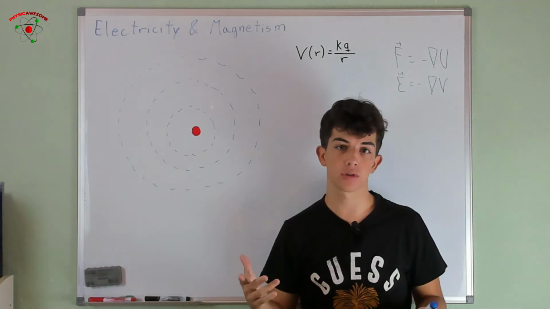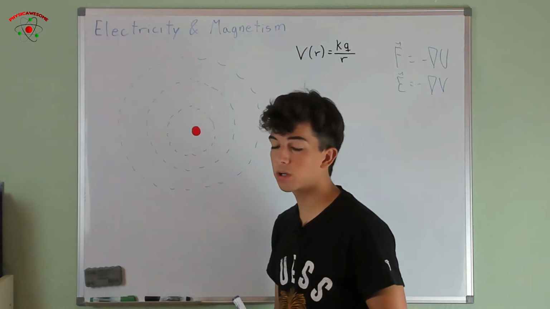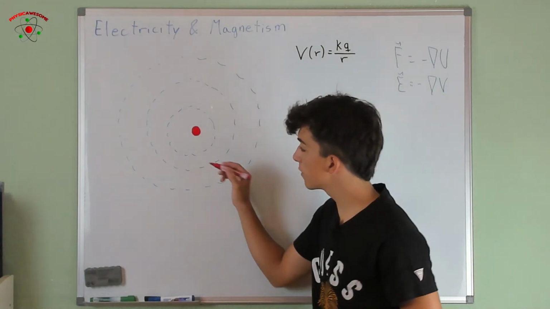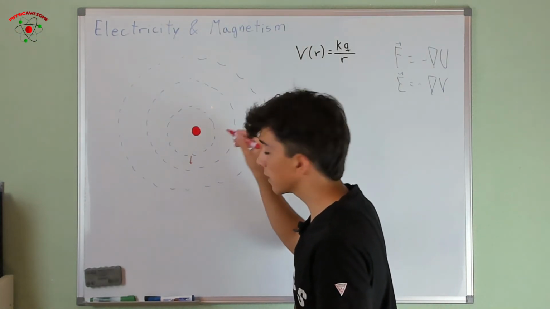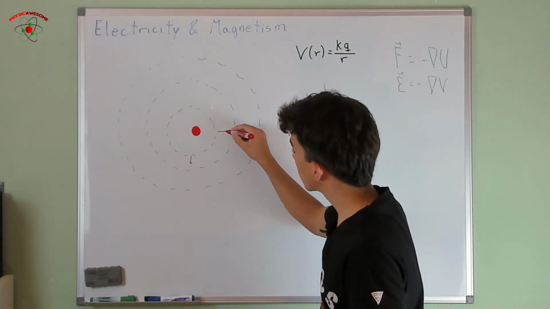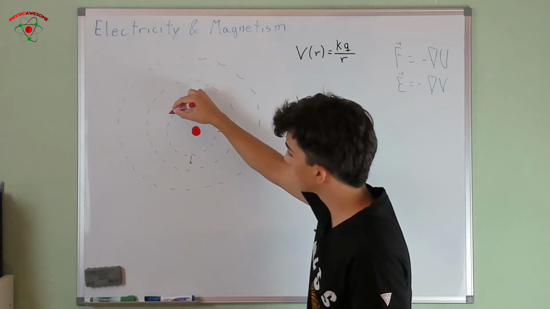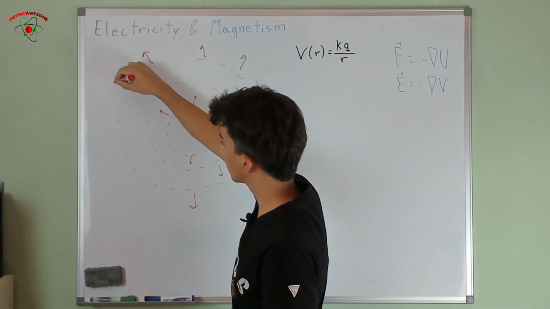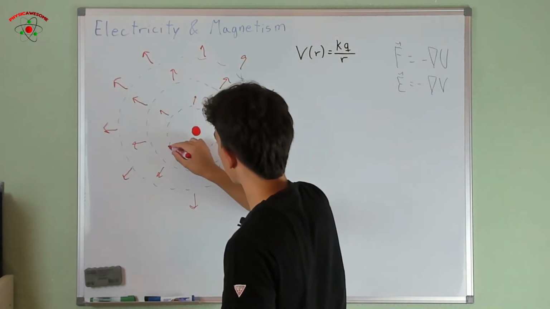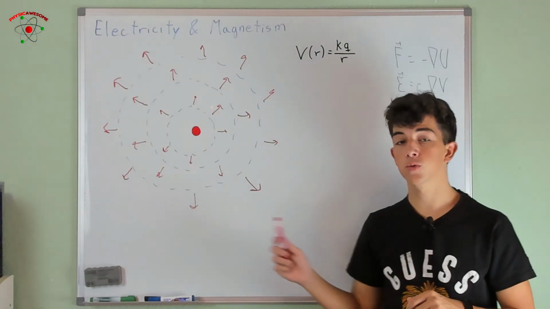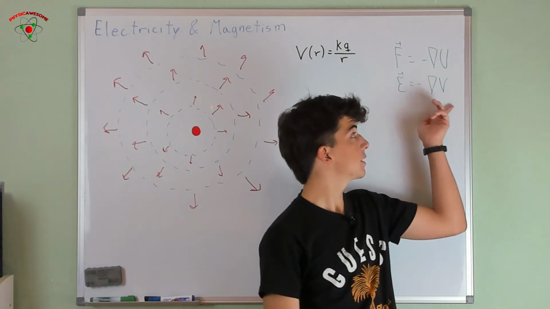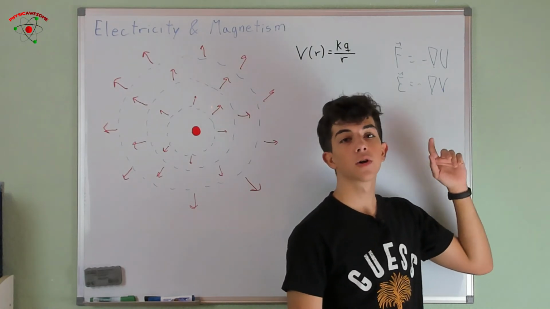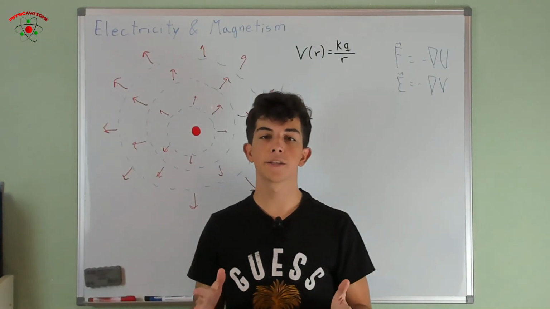And if we try to draw the electric field, we'll say this is a positive charge. What we are going to have is field lines that are going to point perpendicular to these surfaces and to all of them. And this fact is represented mathematically by this statement, that the electric field is minus the gradient of the electric potential. That is all for today.